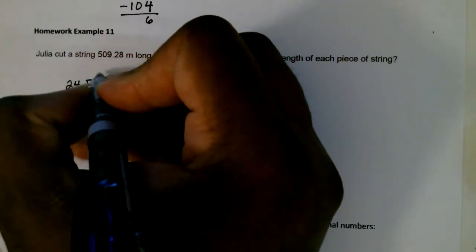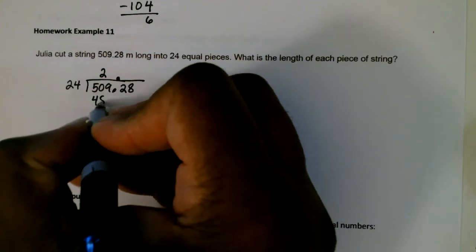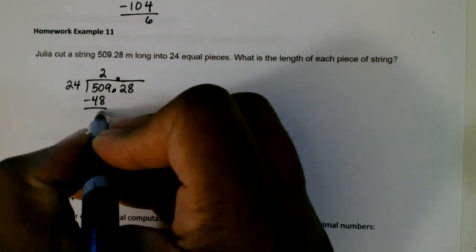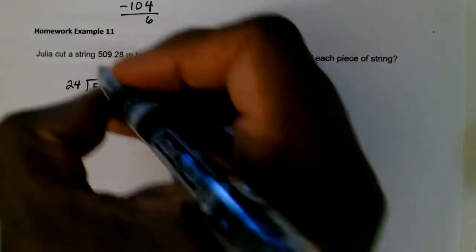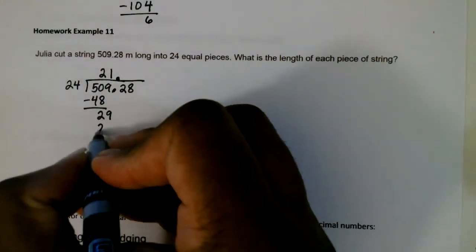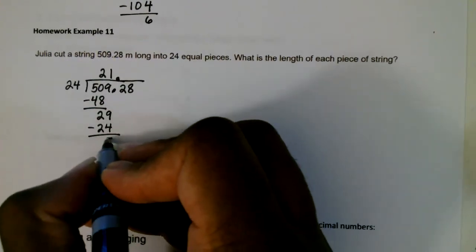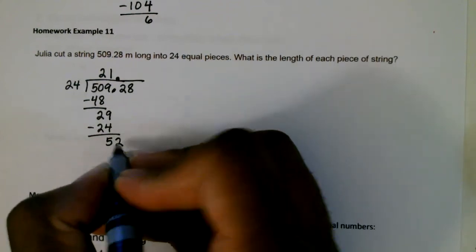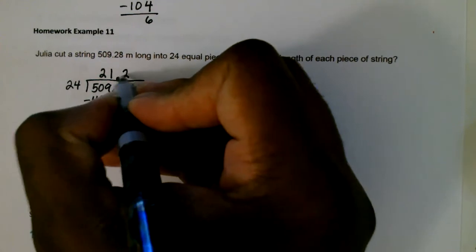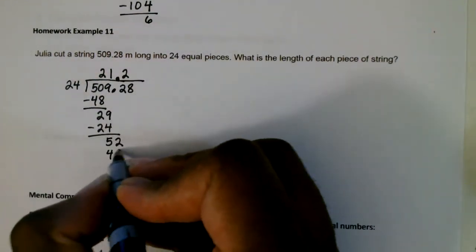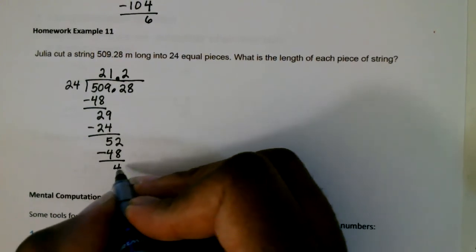24 goes into 50 2 times. 2 times 24 would be 48. 48 from 50 is 2. Bring down the 9. 24 goes into 29 1 time. 1 times 24 is 24. 24 from 29 would be 5. Bring down the 2. 24 goes into 52 2 times. 2 times 24 will be 48. Subtract 48 from 52, you'll get 4.